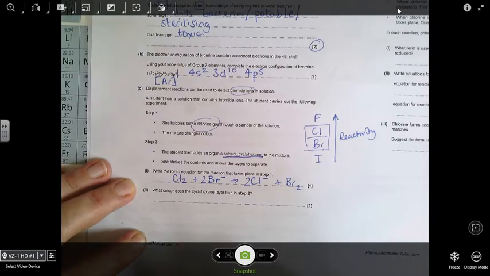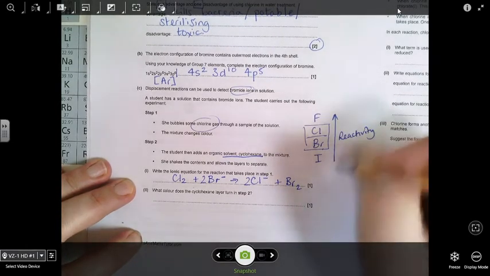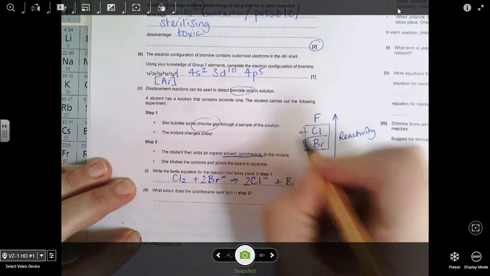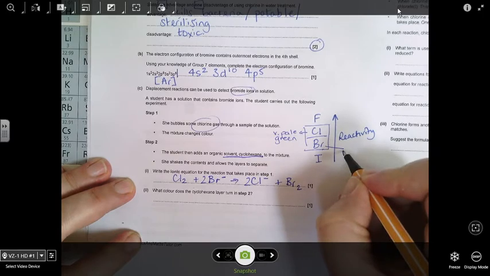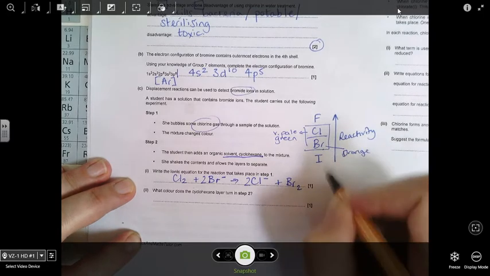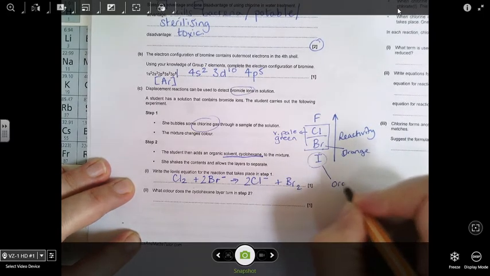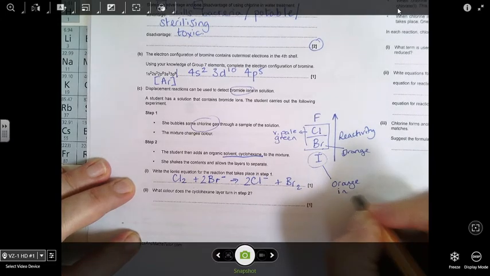So the other thing to remember about this is the fact that these have all got colours when they're in solution. So chlorine is a very pale sort of yellowy green colour. The bromine is an orange colour in solution, and the iodine also gives you an orange colour in solution.